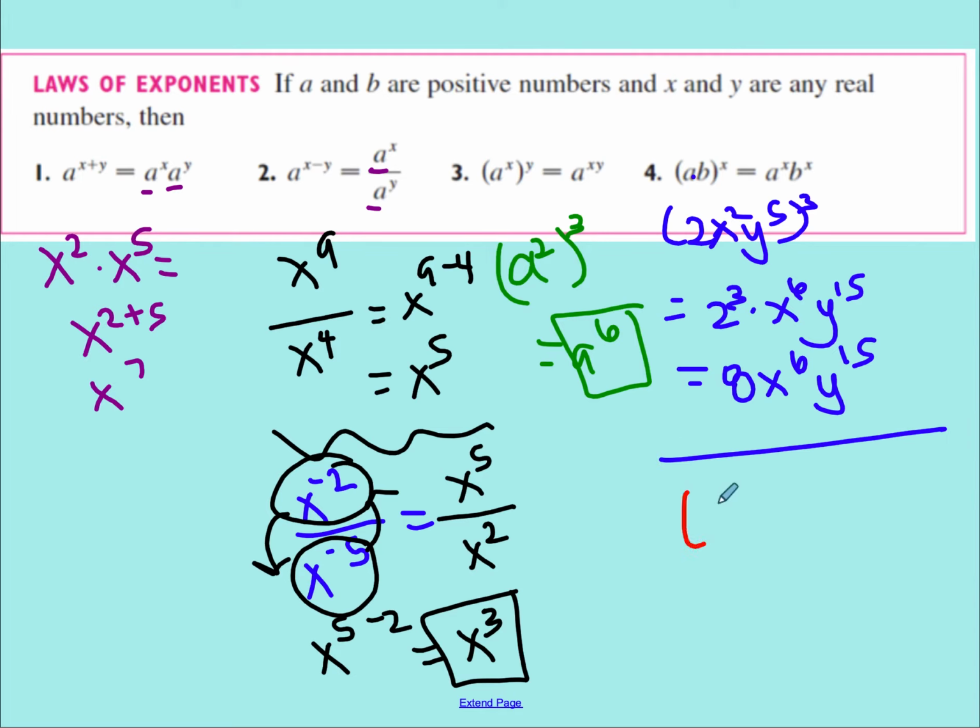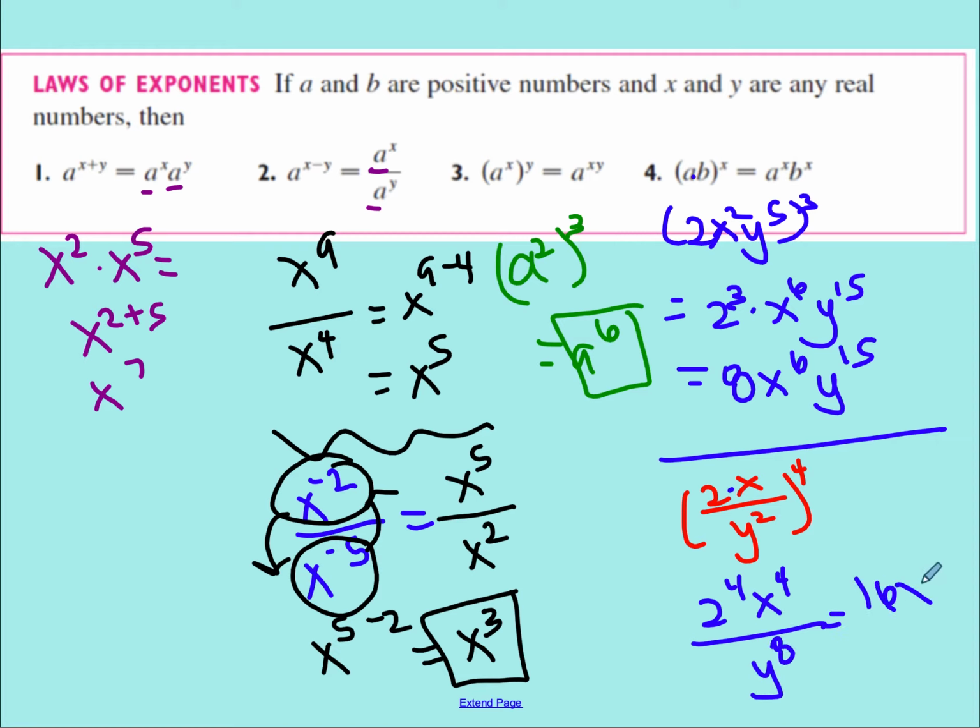Okay, so let's say I have 2x over y to the 2nd, all to the 4th power. Okay, I can go ahead and raise everybody, because they're being multiplied or divided, to the power of 4. So 2 to the 4th, x to the 4th, and then it'd be y to the 8th. And then I would just say what 2 to the 4th is. 2 to the 4th is 16. X to the 4th, y to the 8th.